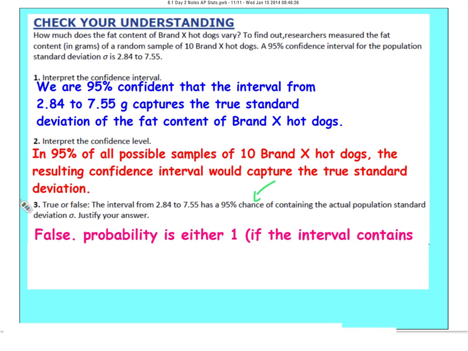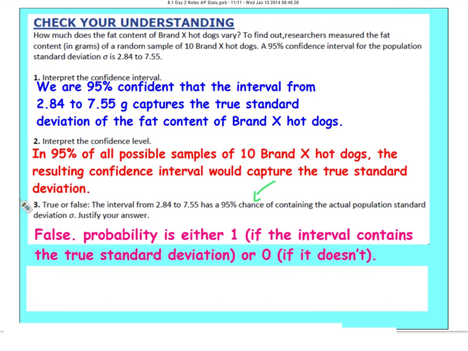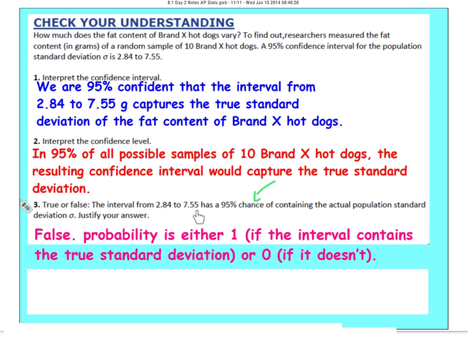This is false because the probability is either 1 if the interval contains the true standard deviation, or it's 0 if it doesn't. This either has it or it doesn't have it. So when we talk probability, think of it that way. If this has the true mean, the probability of it happening is 1. If it doesn't, it's 0. So be careful with the word usage of probability or chance.